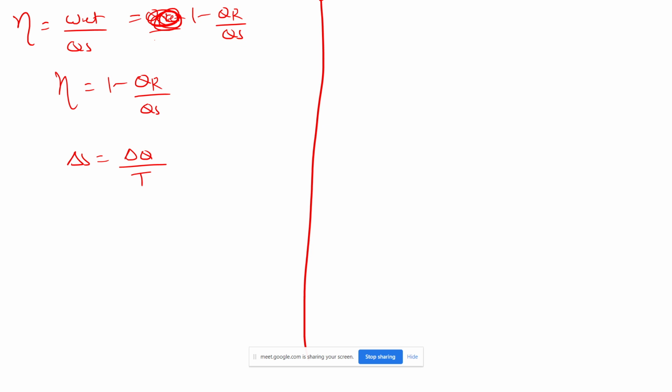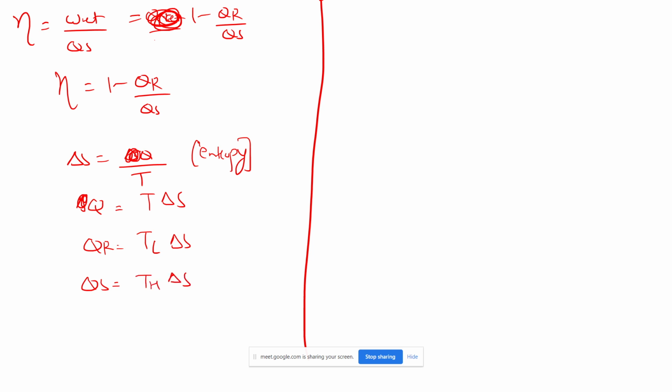Entropy is del Q upon del T. From thermodynamics, you have studied this in the entropy section. So can we write del Q equals T into del S? So Q rejected, can we write like that? Q rejected equals T lower into del S. Similarly, Q supplied can be written as T higher into del S.